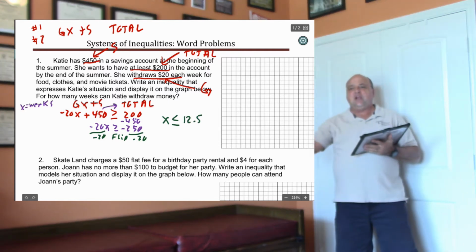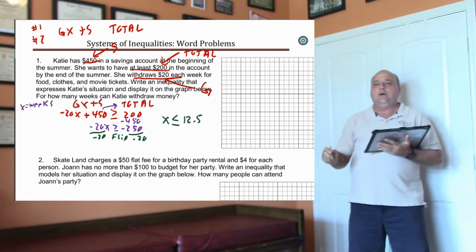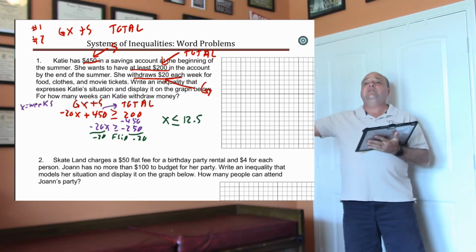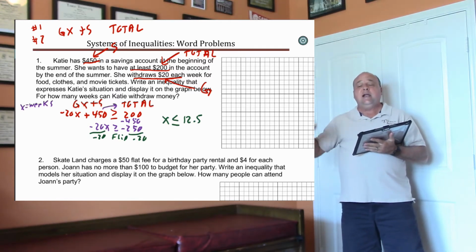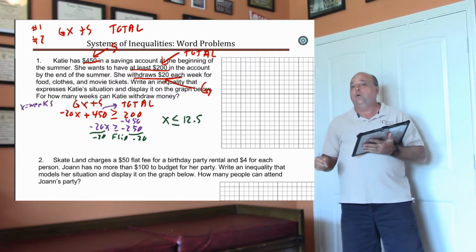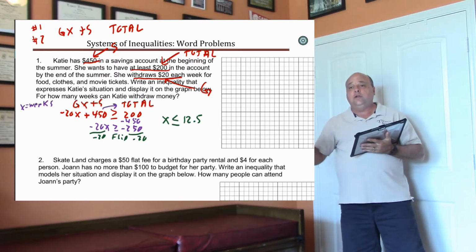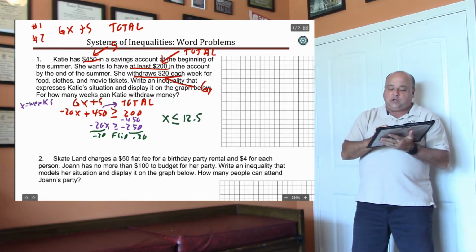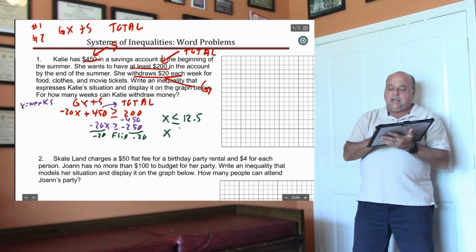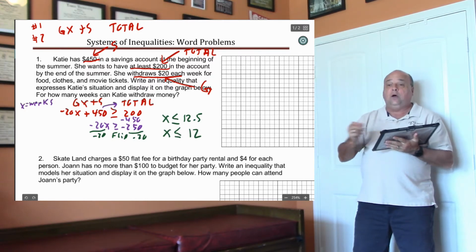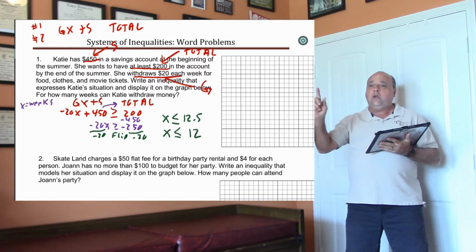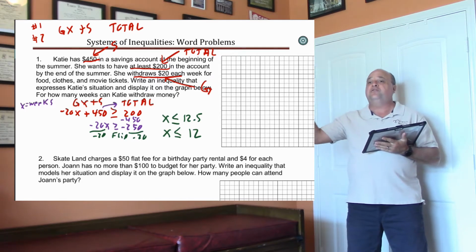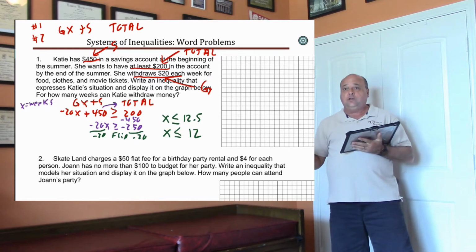Now you've got to think, are we going to round up or round down? If we round up, that's going to go to 13 weeks. At 13 weeks, we will spend more money, won't we? So we'll go under the 200. So we will not round up, we will round down. So our final answer will be x less than or equal to 12. So at 12 weeks, that's how many weeks we can spend. On the 13th week, we're going to go under the 200.